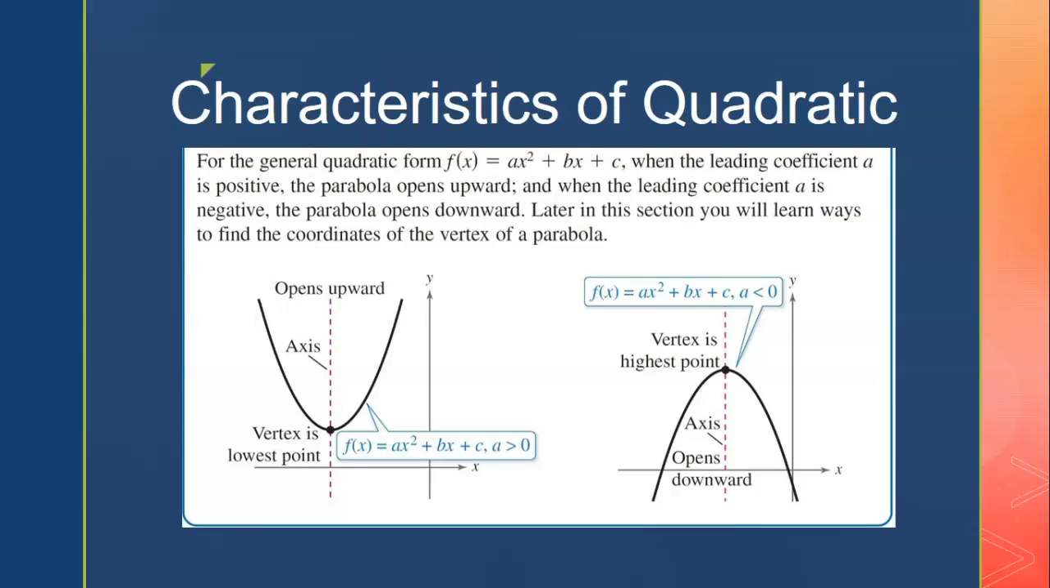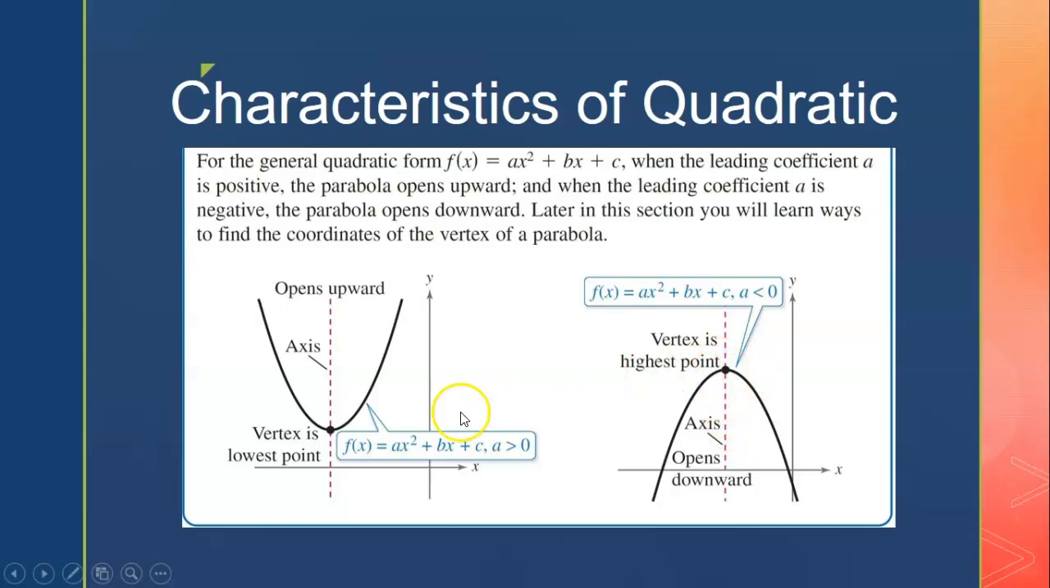A quadratic is in the form ax squared plus bx plus c. The leading coefficient a is positive when the graph opens up. So this graph right here has a positive a value because the graph opens up. If the a value is negative, the graph opens down.